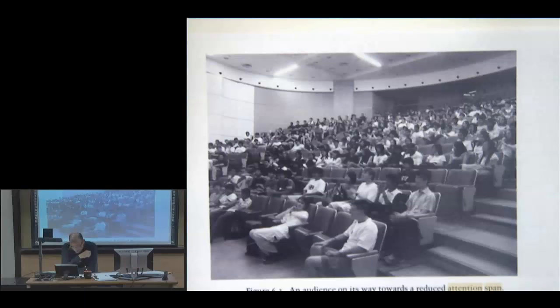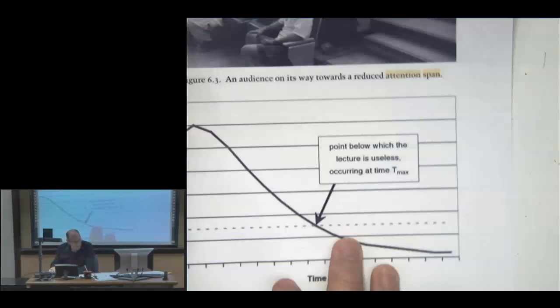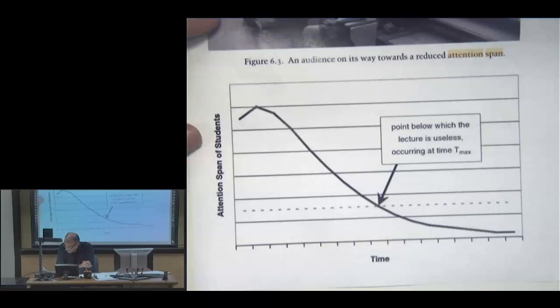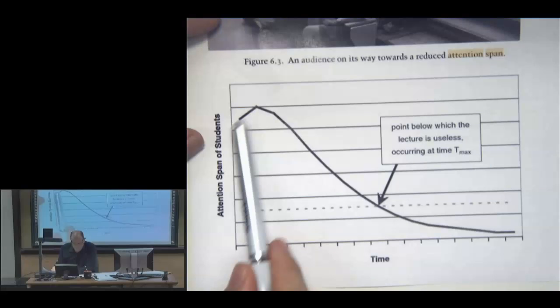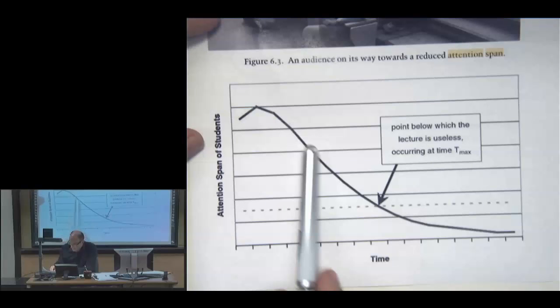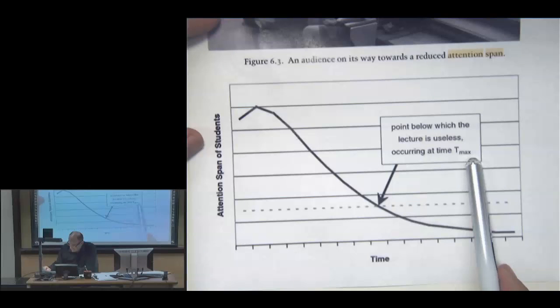Now, I got this out of a book, I forgot to put the book here. So this is a graph of a typical attention span of students. Note that there's this small peak here. I guess this is the initial excitement of being in the class. And then this is kind of a typical RC curve, exponential decrease, with a point below which the lecture is useless, occurring at time Tmax here.